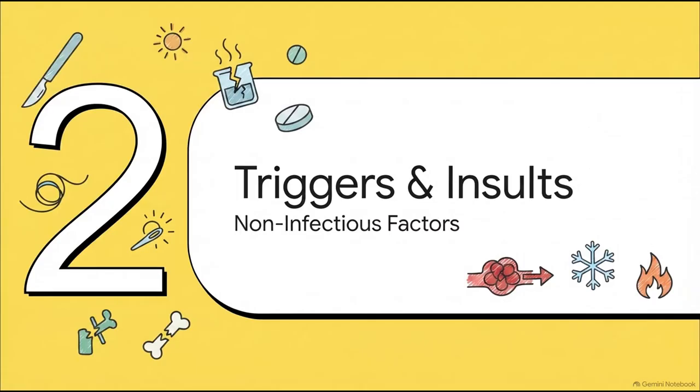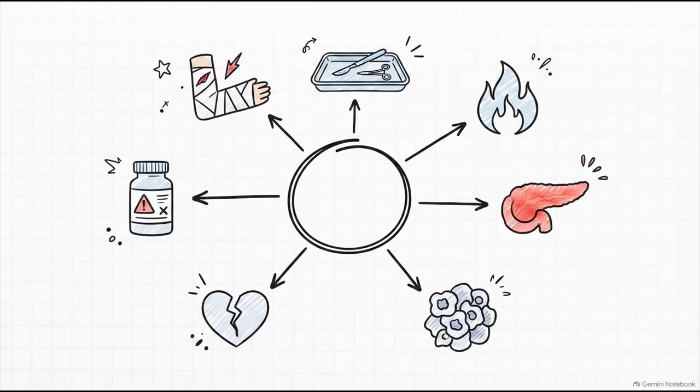Moving right along to Section 2, the triggers and non-infectious insults. So, for all you coders and CDI professionals out there, what exactly are you looking for in the physician's documentation when you spot systemic inflammation? Well, our source documentation outlines a very clear list of these sterile contributing factors. We're looking at things like severe physical trauma or major surgeries. Think of extensive burns across the body, or acute internal conditions like acute pancreatitis and acute mesenteric ischemia.